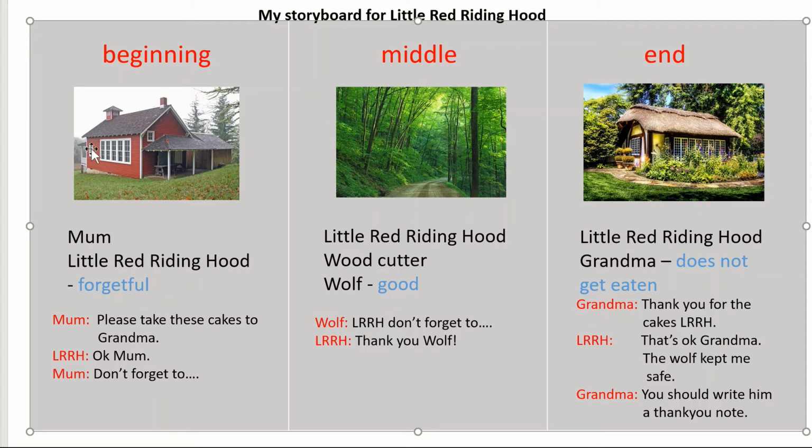So here in the beginning, there's the setting, Little Red Riding Hood's cottage, the characters, Mum and Little Red Riding Hood, and I've written in blue things I need to remember about my characters. So Little Red Riding Hood is forgetful, and then I've written the characters' names and some of the things they're going to say in my puppet show. So for example, Mum is going to say, please take these cakes to Grandma.